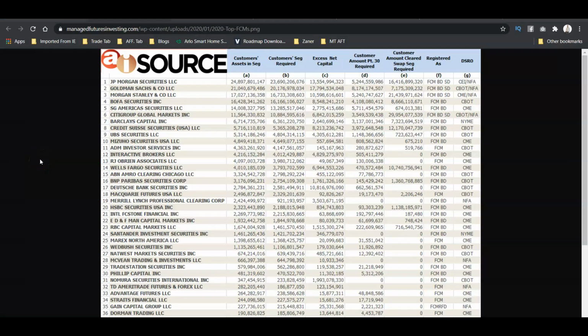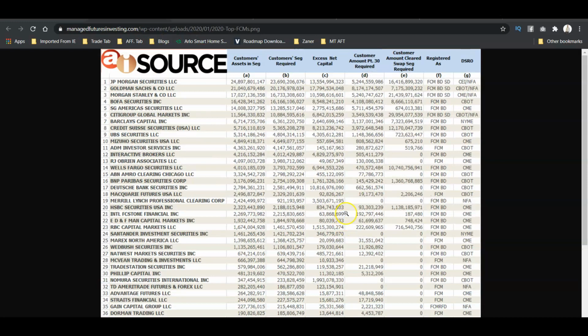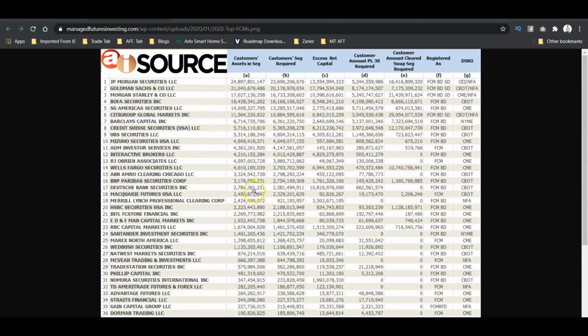If you Google on any search engine, Google mostly is the primary, just search top FCMs, okay, it'll just pop up. There's annual reports on like the top 40 list through this thing called AI Source. This will usually be the first result you'll see. This is about a year old, but it's probably going to be the same. Just for demonstration purposes, I'll show you here.